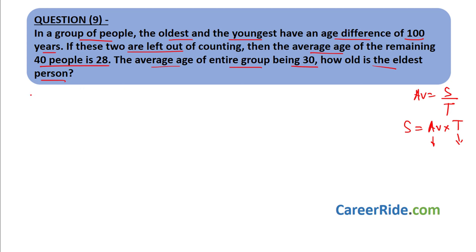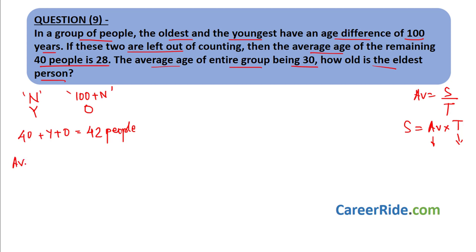Now, what we know over here is that the age difference between oldest and youngest is 100 years. So, let us assume that the youngest is n years old. So, how much would be the oldest? 100 plus n years, right? Then only the difference between both of them would be 100 years, right? So, this is the youngest, this is the oldest. They have given that if we leave these two out, average age of remaining 40 people is 28. That means if these two are excluded, how many people are left? 40 people. That means total people in the group are 40 plus the youngest plus the oldest. That is nothing but 40 plus 1 plus 1 is equal to 42 people. So 42 people are in the group.